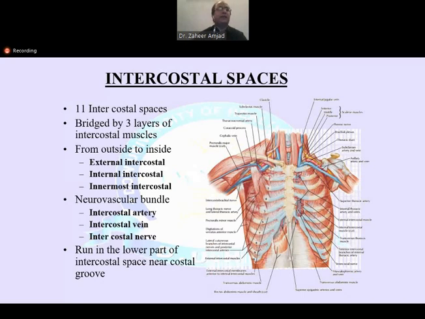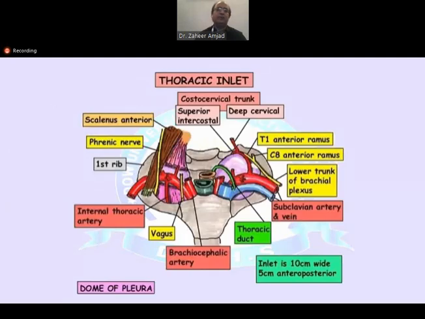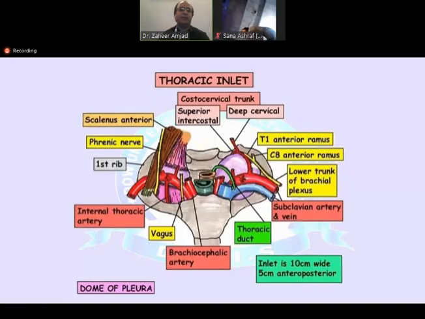Now, the thoracic inlet, we have already talked about its boundaries. Posteriorly, it is bounded by the upper part of the first thoracic vertebra. Then the lateral boundaries are formed by the medial border of the first rib. And anteriorly, it is bounded by the upper margin of the manubrium sterni. Now, you can see that there is a suprapleural membrane.